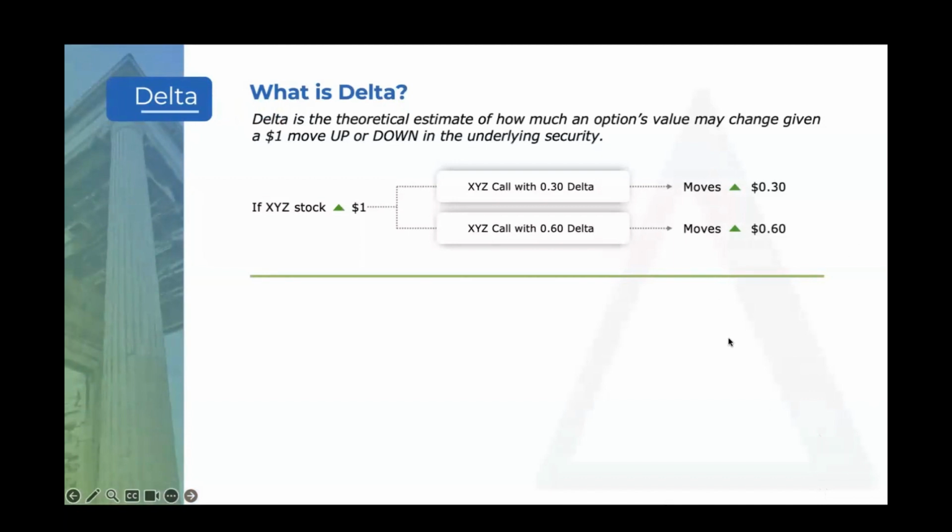So you might see it in an options chain like this. We've got XYZ as our example. If that stock moves up $1, if we have a call with a 0.3 delta, then that means if XYZ moves up $1, the new premium is going to move up by 30 cents. And also, if it's 0.6 delta, then that means the new premium will move up by 60 cents, all else equal.